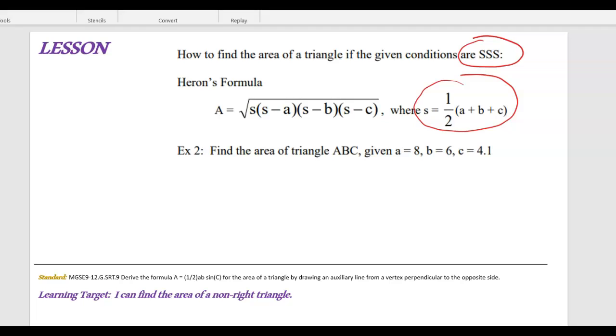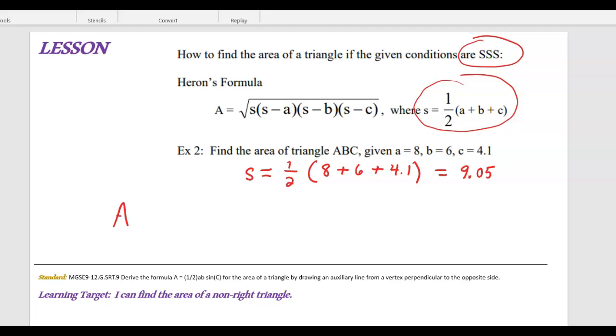The first thing I do is find S, so I can substitute everything directly into the formula. S in this problem, given all three side lengths, is going to be 1/2 the sum. The sum is 8 plus 6 plus 4.1. Be careful: you want to add all three sides and then take half of it. So S in this case is 9.05.